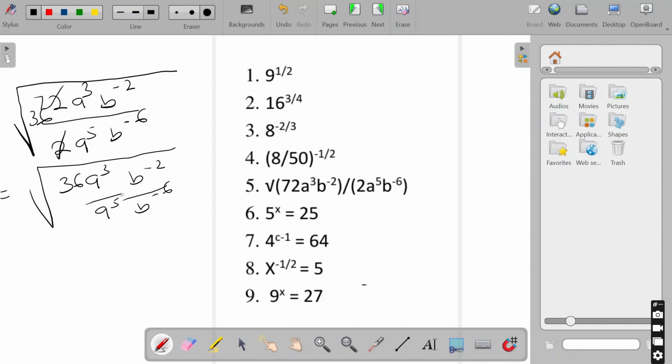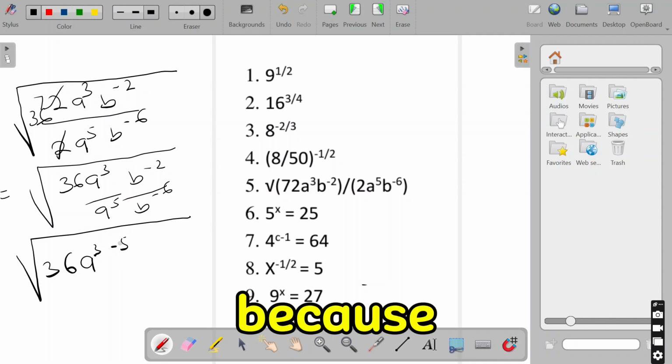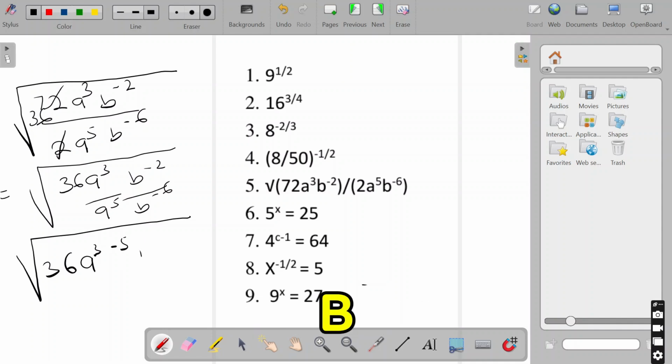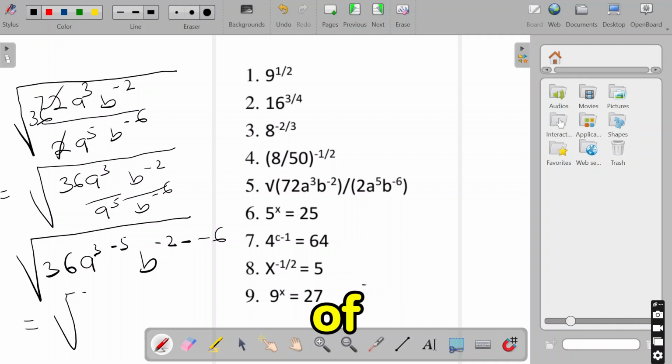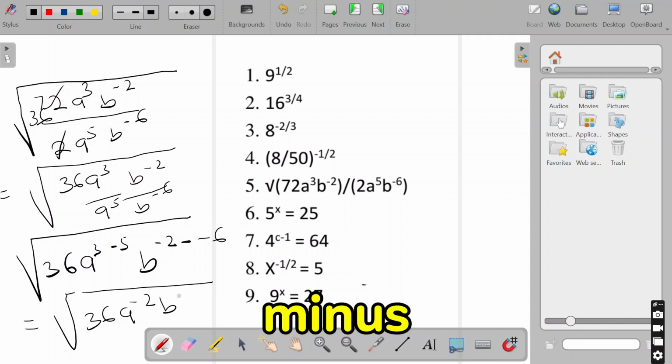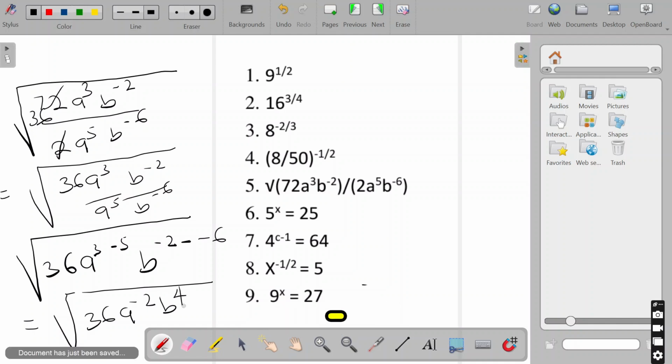So what does this mean? So a raised to power 3 divided by a raised to power 5. Don't forget from yesterday's task. So 36 is a standalone. A raised to power 3 divided by a raised to power 5 is a raised to power 3 minus 5, because we are dividing. Then b raised to power minus 2 minus, because of this divide, and there's another minus here, minus 6. So this becomes square root of 36 a raised to power minus 2 b raised to power minus 2 plus 6, that's 4.